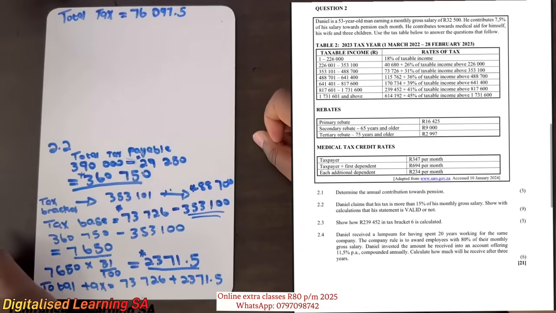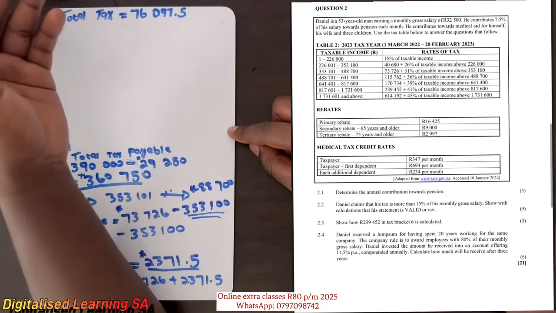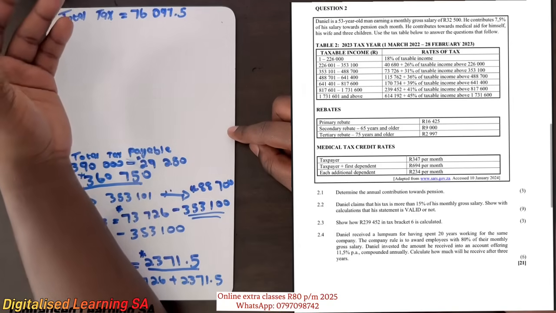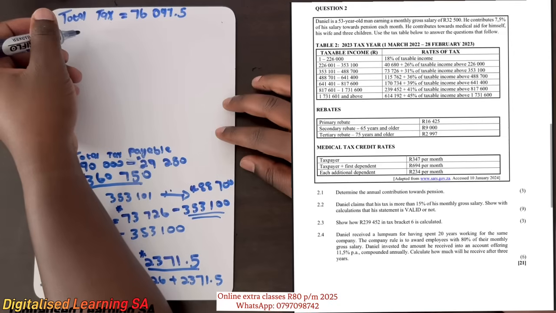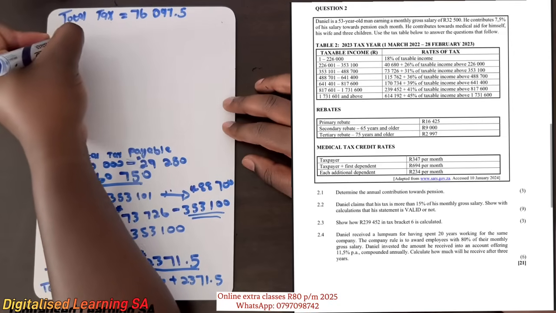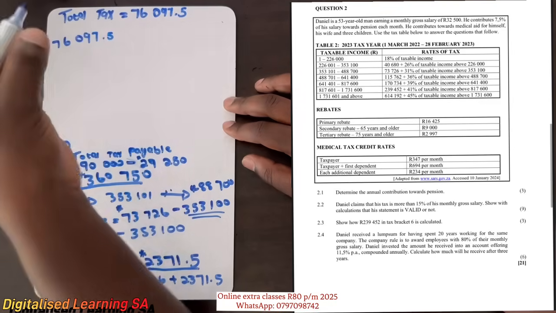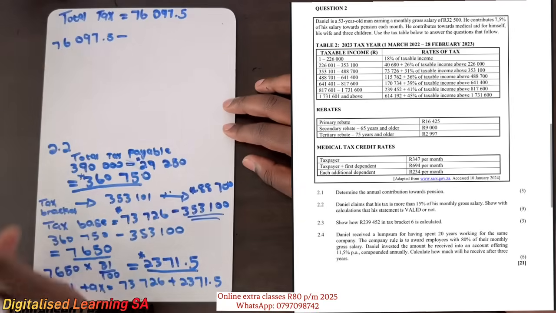So after calculating our total tax, we still need to remove things such as the tax rebates and the medical tax credit, because medical aid is also not taxed. So this is our total tax, but there are items that we still need to remove. Next we will check our rebates. Let's write our total tax here, 76,097.5.